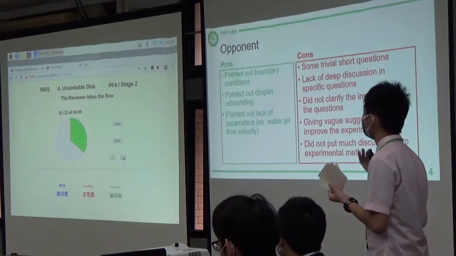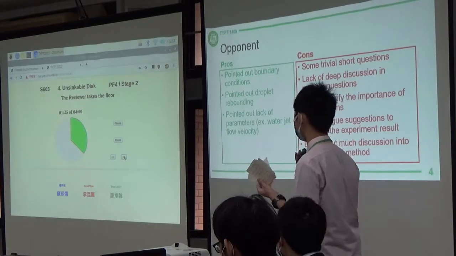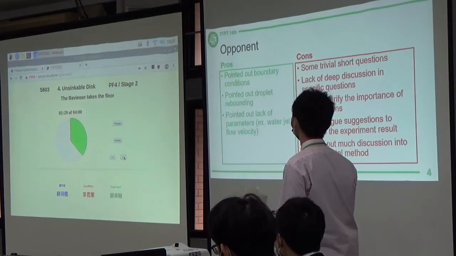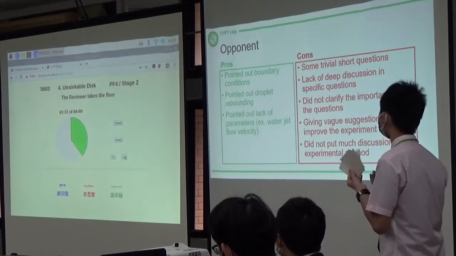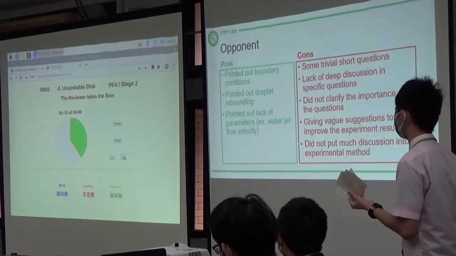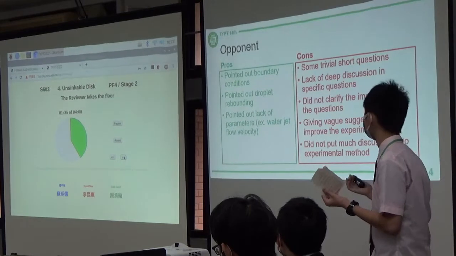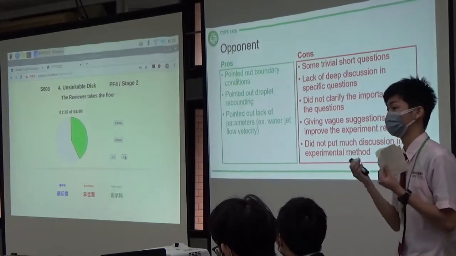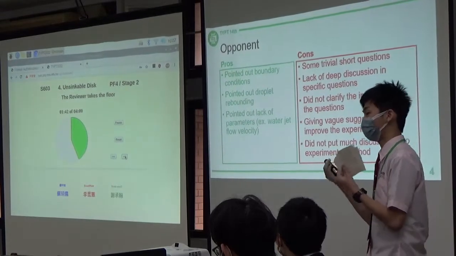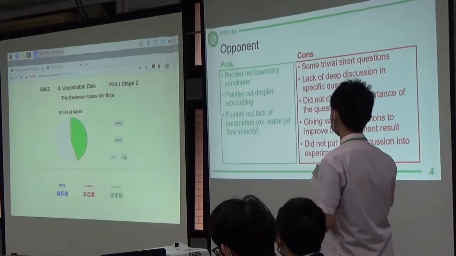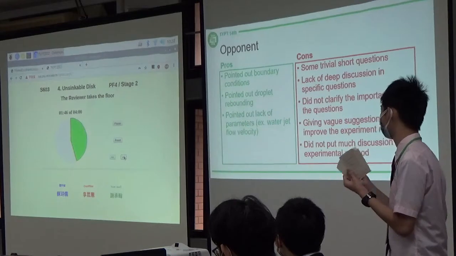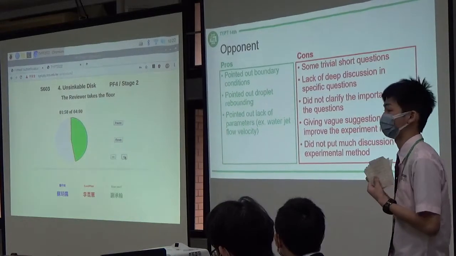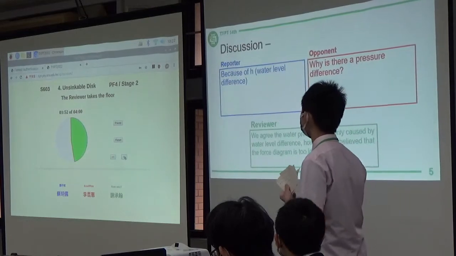For the pros, he pointed out boundary conditions which should be considered, pointed out droplet rebounding and lack of parameters. But for the cons, he has some trivial short questions and lack of deep discussion in some important specific questions. And he did not clarify the importance of the question he's asking, which I cannot agree with. And he gave some vague suggestions to improve the experiment result and did not put much discussion into the experimental method. So then it's for the first discussion.